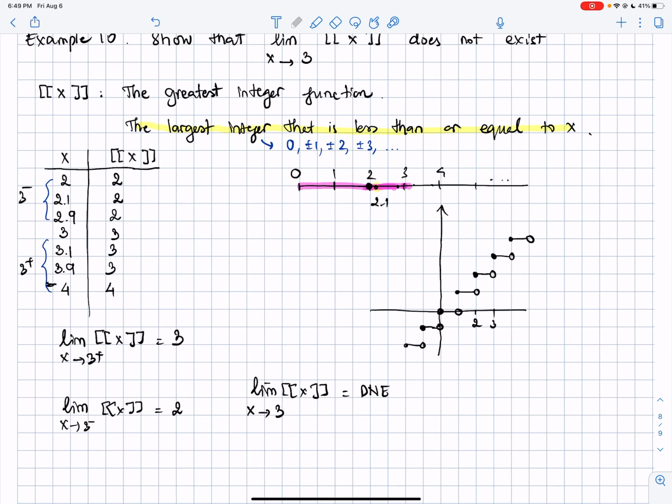So now let's look at the graph to verify our result. We have 3 right here. If we approach from the right side, the answer for f of x will be 3. But when we approach 3 from the left-hand side, the answer approaches 2. That's why the limit of the radius integer function as x approaches 3 does not exist.